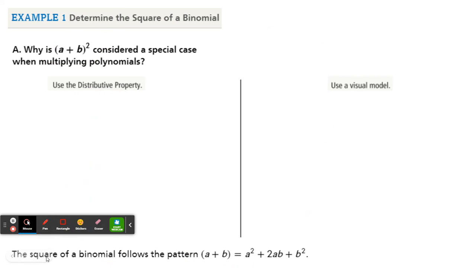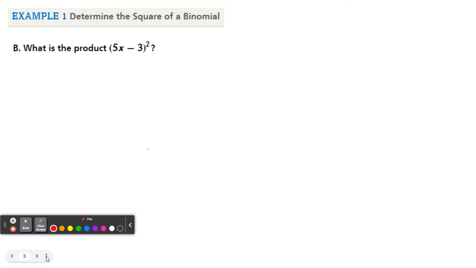All right, so let's go ahead and try to use this. Okay, so what is the product of 5x minus 3 squared? So again, let's take a look at the formula, right? So the formula would say, okay, now it's a minus b squared. Well, it's going to end up being a squared. You're going to have a minus 2ab in the middle, and then you'll have a plus b squared at the end.